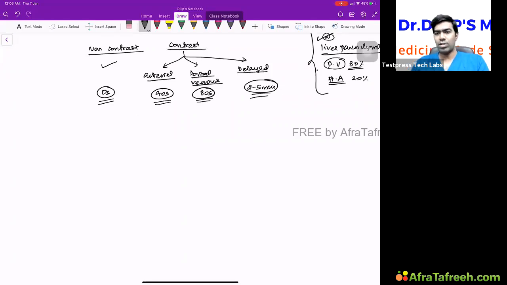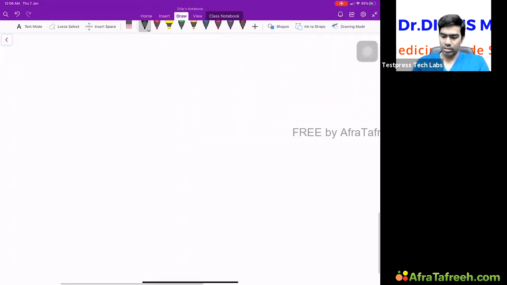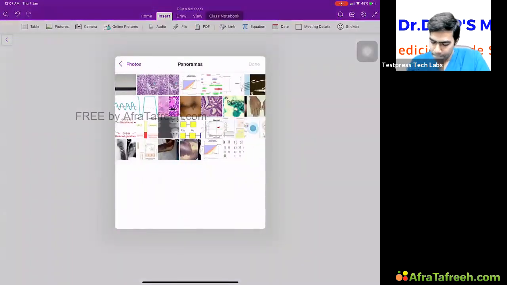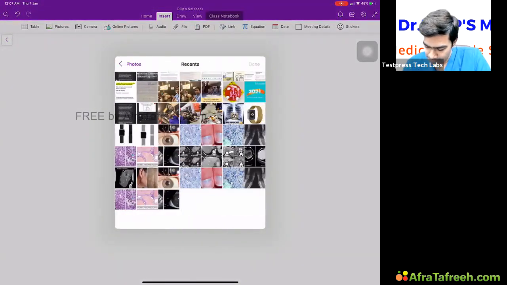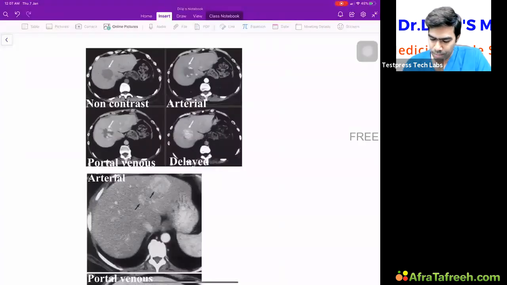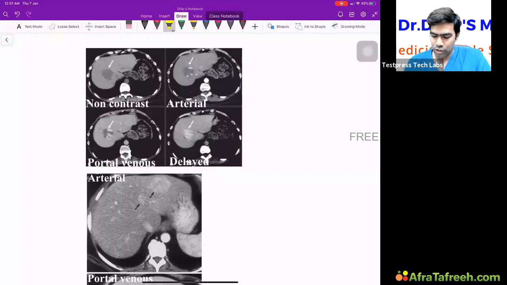Clear? So now let me show you some pictures, so that it will be easier for you to understand. Maybe I have a pool of images. Let me tell you what I'm going to show. Maybe this is the first one I wanted to show. Second one, third one, fourth one, fifth one. So 5 images I'm going to show. These 5 are very important. Okay, all of them have got inserted. So let us see the first image.